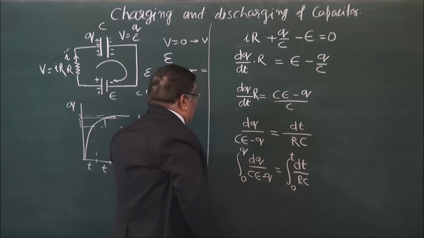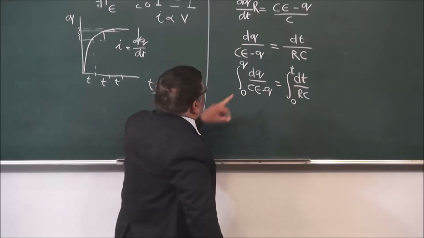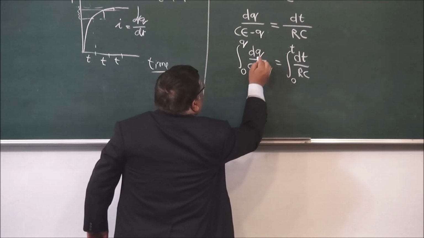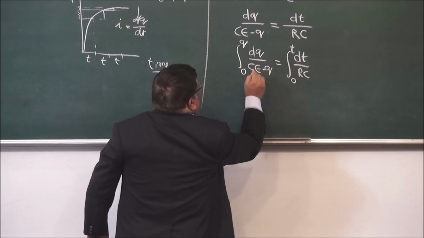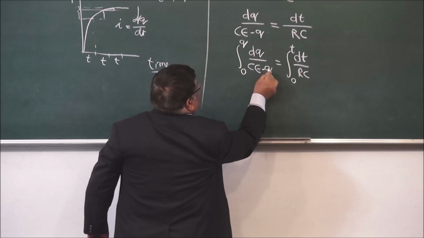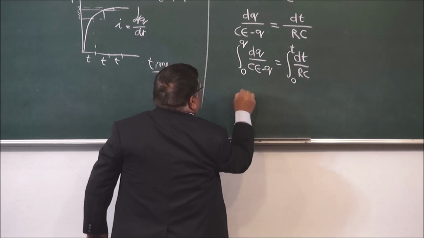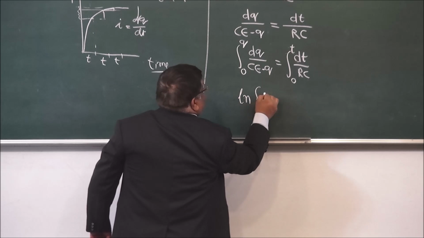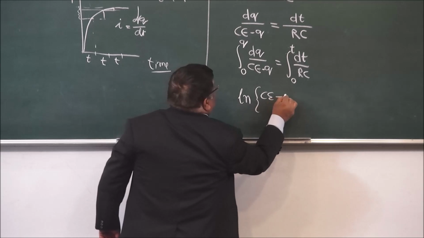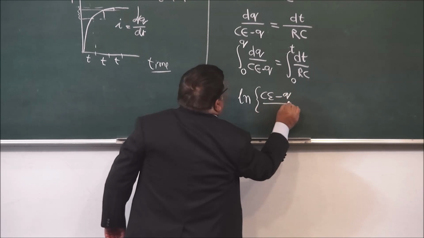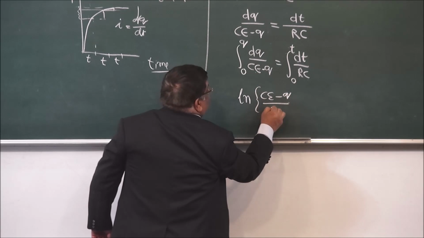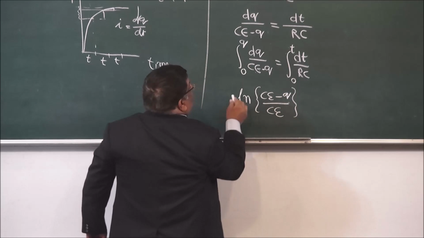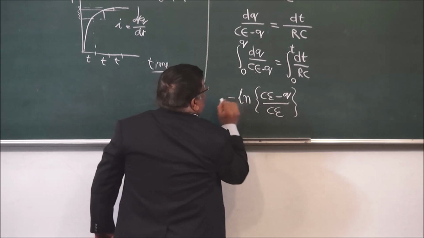Okay, now we have to integrate it. When you integrate it, then you will get integration of 1 upon CE minus q. This is function of q, so this will be log natural, and this is CE minus q upon, इसको डिफरेंशिएट किया CE, and this will carry negative sign.